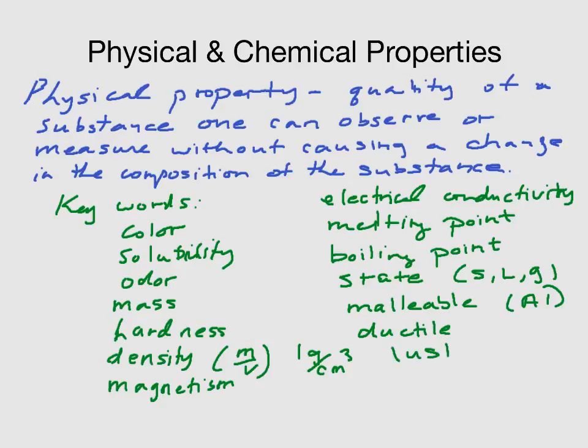Luster is a fancy word to describe if a substance is shiny or not shiny. So copper is quite lustrous. Other metals are more dull, which makes them not lustrous.